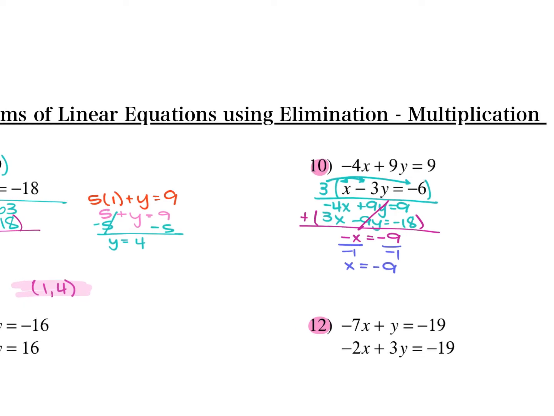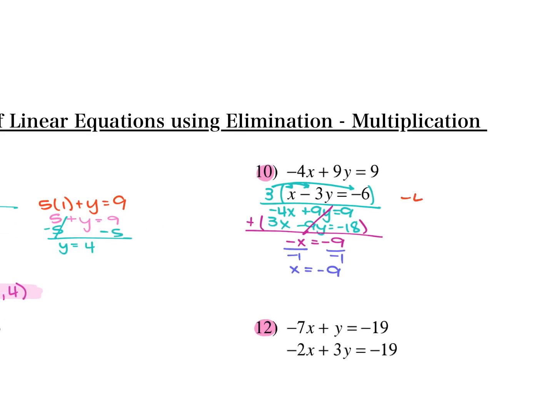Top. So that's going to give you negative 4 times x, which is negative 9, plus 9y is equal to 9. Oh yeah, this is positive. Thank you. So this is positive. This is positive. And then this is going to be positive also.